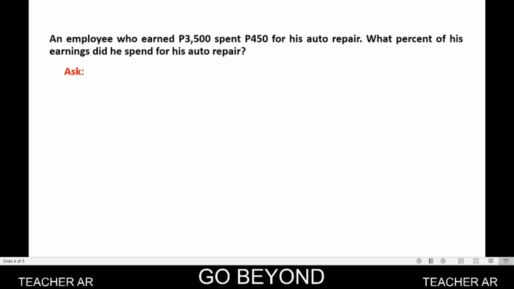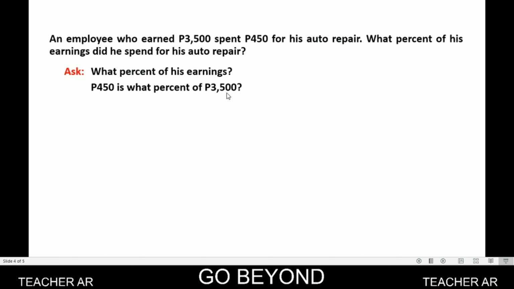Okay, so what is asked in the problem? So in the statement, we have here what percent of his earnings. Okay, what percent of his earnings? And how much is the earnings of an employee? It is stated that an employee earned 3,500 pesos. In other words, this 3,500 pesos is the earning of our employee. And we are looking for the percent, or what is the percent of this 450 to the earning of an employee. So in other words, 450 is what percent of 3,500 pesos?